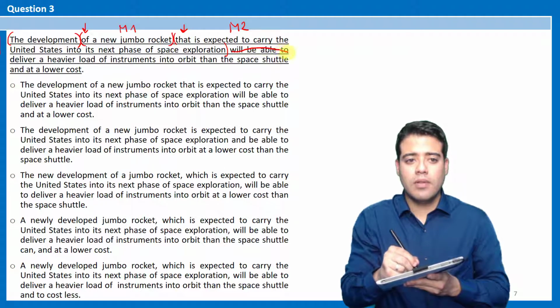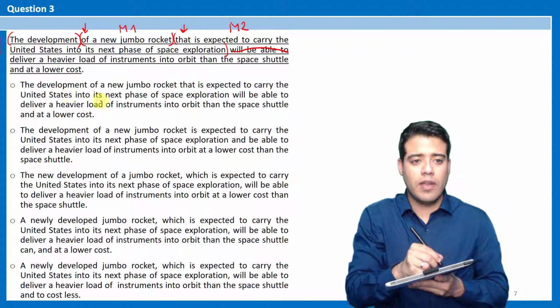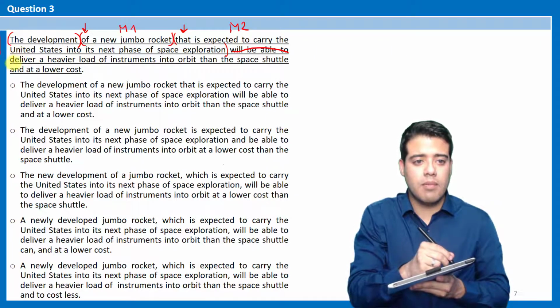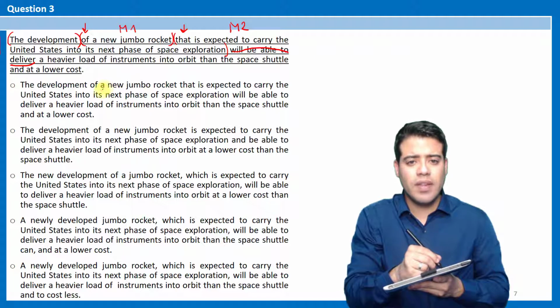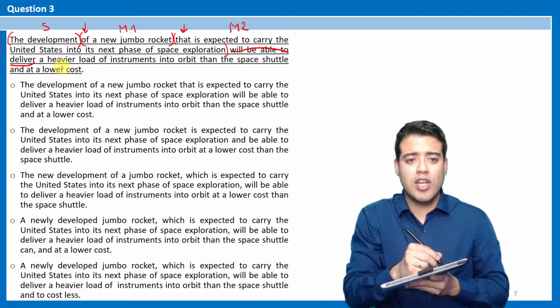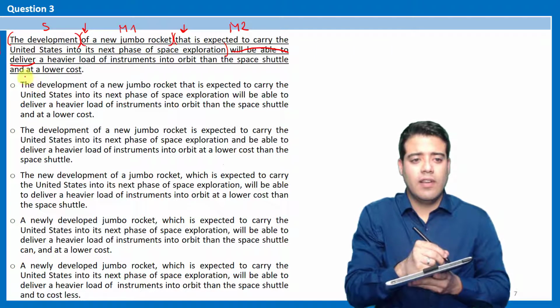Will be able to deliver. Okay, that whole thing up to deliver is a verb. So will be able to deliver. But think about that. Can the development be able to deliver a heavier load of instruments? That's weird, isn't it? Look at the other choices.